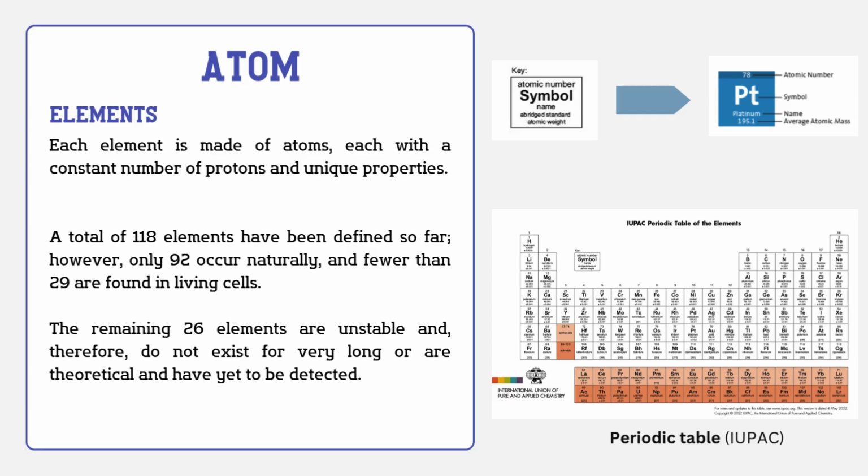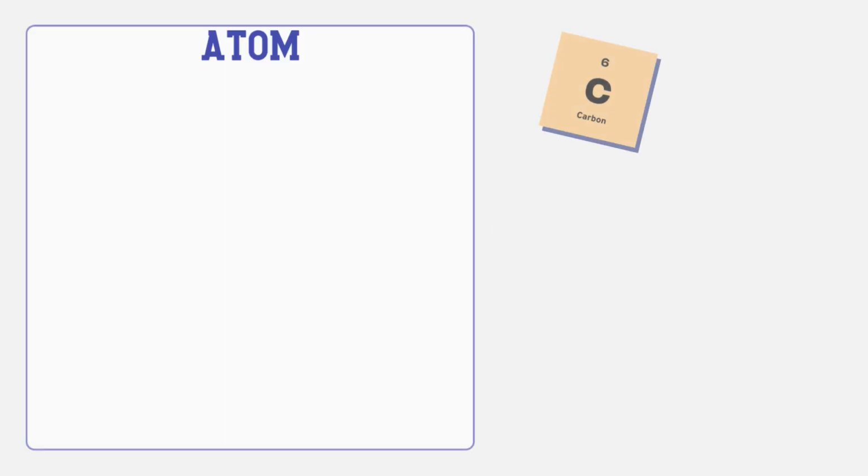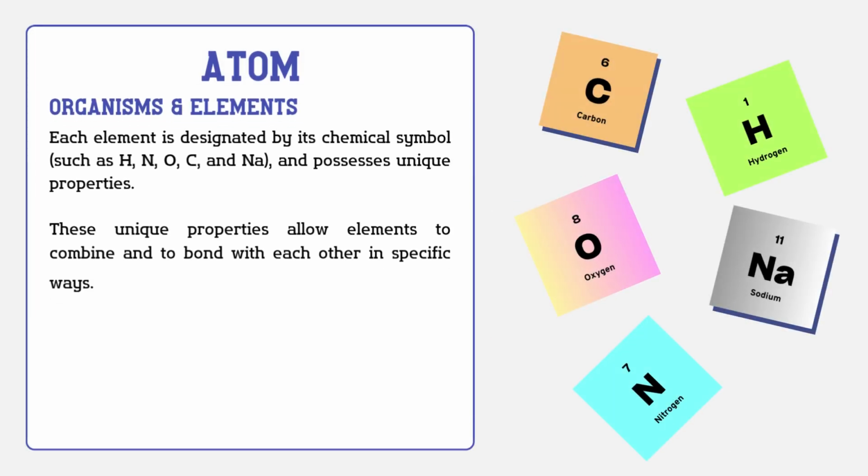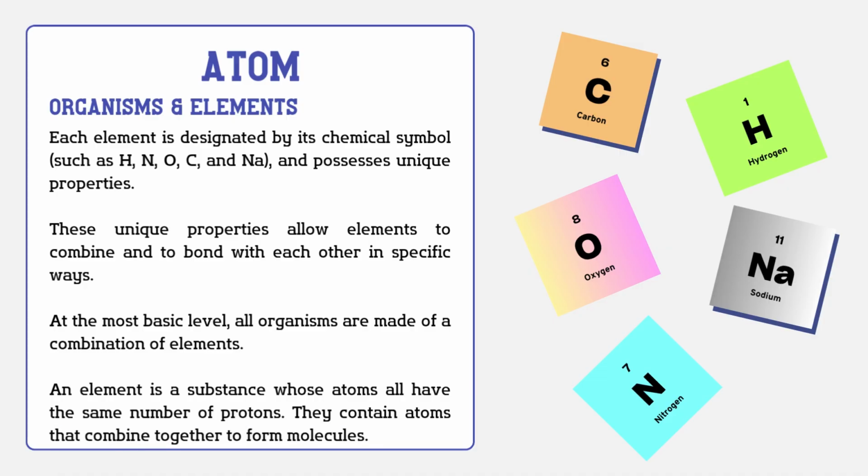A total of 118 elements have been defined so far, however, only 92 occur naturally, and fewer than 29 are found in living cells. The remaining 26 elements are unstable and, therefore, do not exist for very long or are theoretical and have yet to be detected. Each element is designated by its chemical symbol, such as H, N, O, C, and Na, and possesses unique properties. These unique properties allow elements to combine and to bond with each other in specific ways.